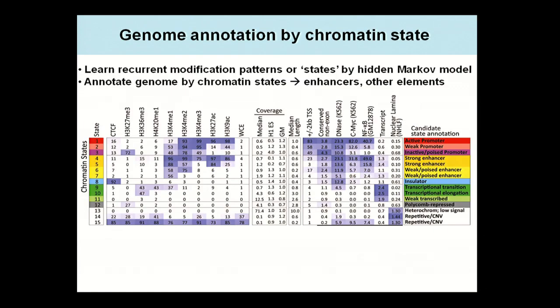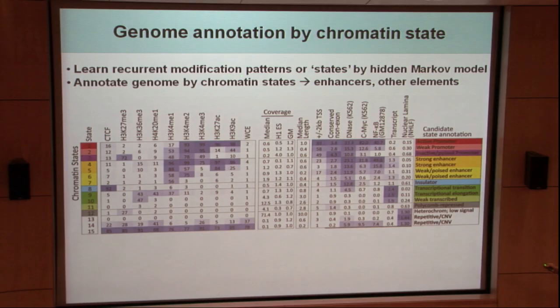And what Jason and Manolis were able to do is use a hidden Markov model to do a couple of things. One is to scan across the genome in a lot of different cell types and learn recurrent modification patterns, or chromatin states, that are combinations of histone marks that come together. Then they were able to annotate the genome according to these different chromatin states.